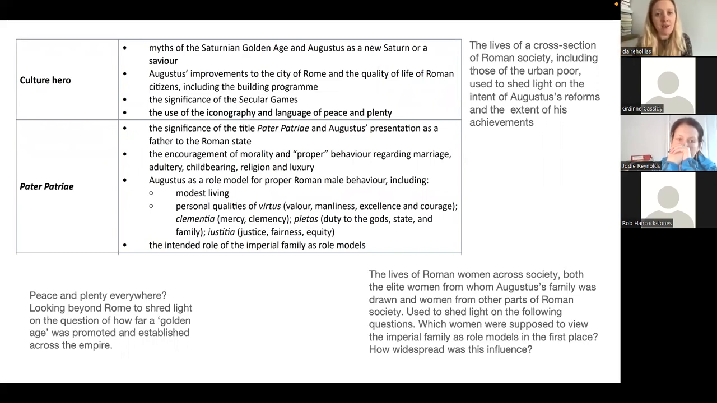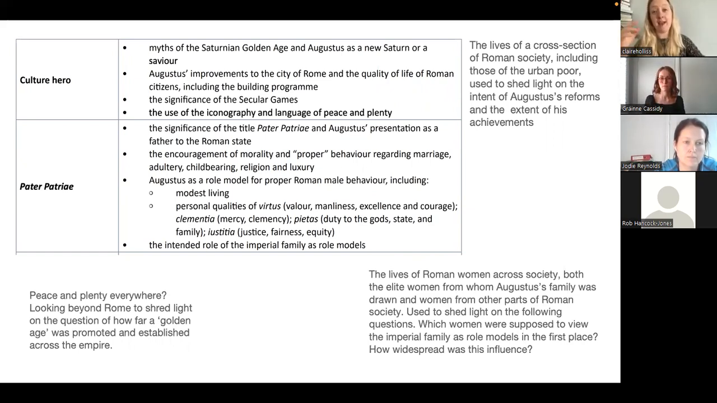So looking at the culture hero material, perhaps representing the stories of a cross section of Roman society, including the lives of the urban poor, might be really interesting in getting students to assess the extent of Augustus's rebuilding projects in Rome, and how far he is trying to change or supposedly reinvigorate Roman culture, etc.